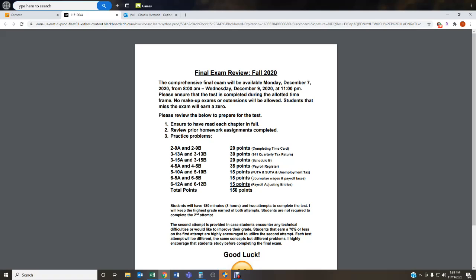So, if you are borderline to getting a letter grade up and you are missing 10 points, please try to retake the test, get those extra points so you can earn a higher grade. The second attempt is not required, but I highly encourage students to use it if they do not perform well on attempt number 1. And that is basically the review. These are the problems that you're going to be seeing on your final exam.